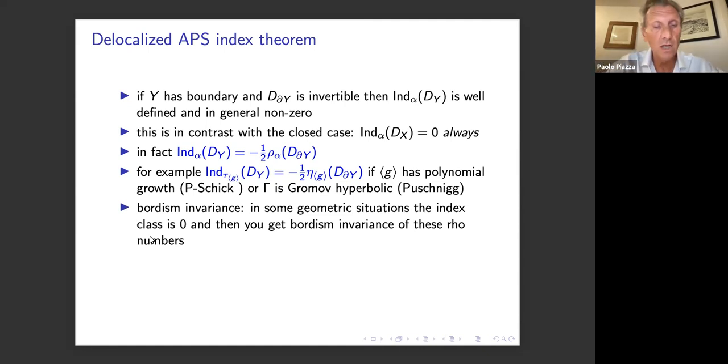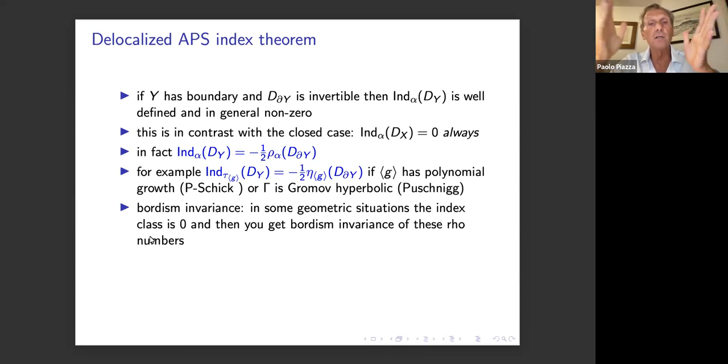The reason is the following: in some geometric situations, this index class on the manifold with boundary will be zero. This happens, for example, if you have two metrics of positive scalar curvature, and a bordism between these two closed manifolds with positive scalar curvature, which supports a global metric of positive scalar curvature. Then the index class, by Lichnerowicz or a generalization of it, will be zero. And that means that the rho number on one boundary is equal to the rho number on the other boundary.